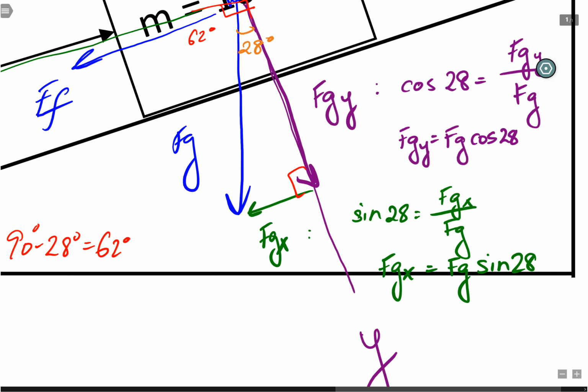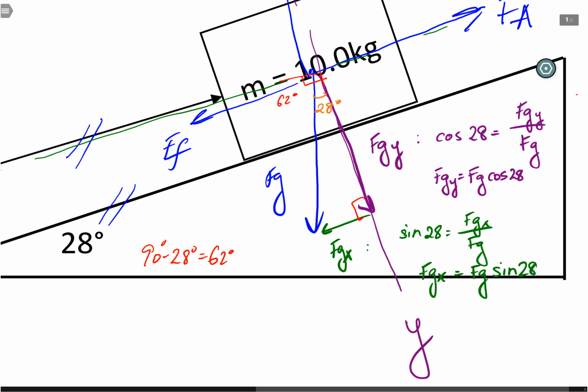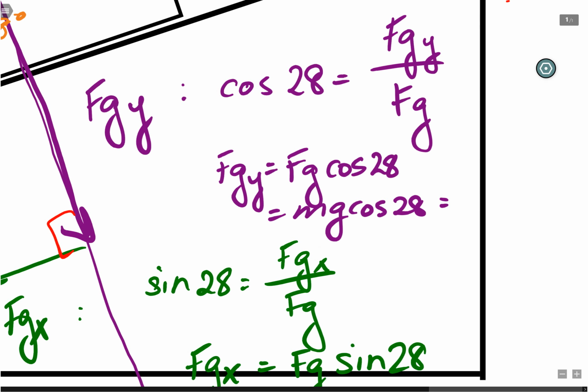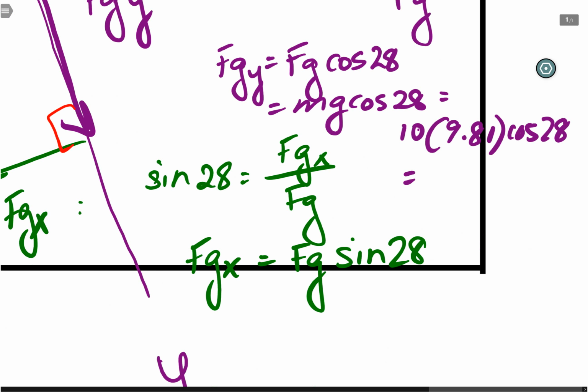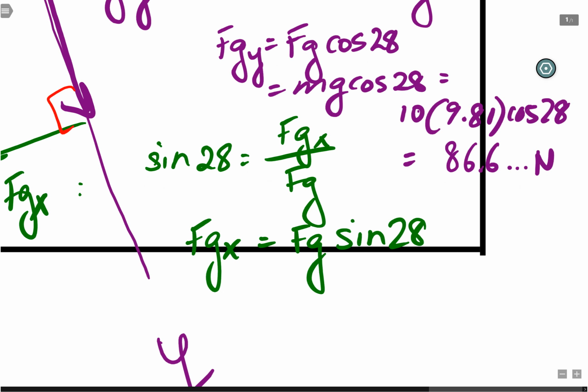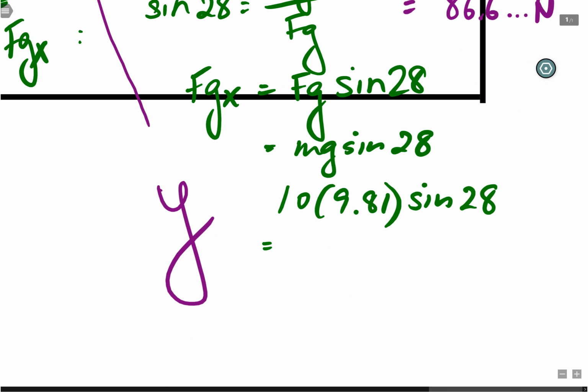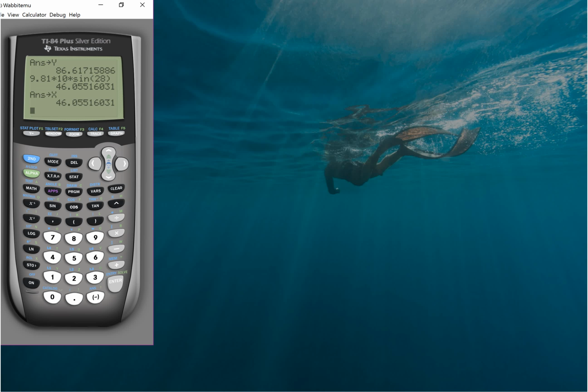So we have both of these sides. If you want to go ahead and calculate them, you can absolutely do that. If we put in the values, Fgy is mg cos 28, equal to our mass, 10, times gravity, times cos 28. Using our trusty calculator, 86.6 dot dot dot, do not round. And Fgx is mg sine 28, that is 10 times 9.81 times sine of 28, which is 46.05.